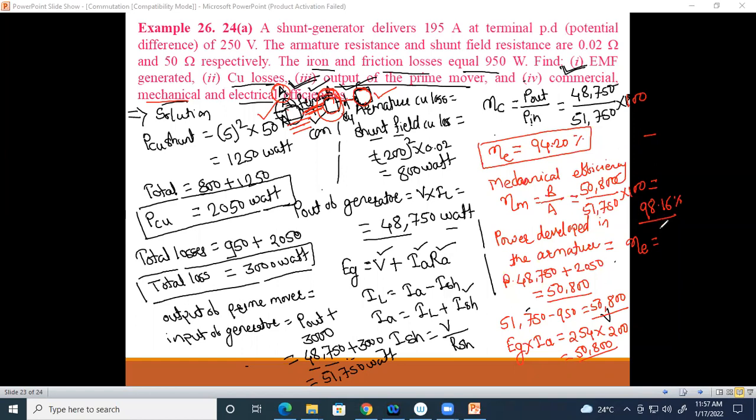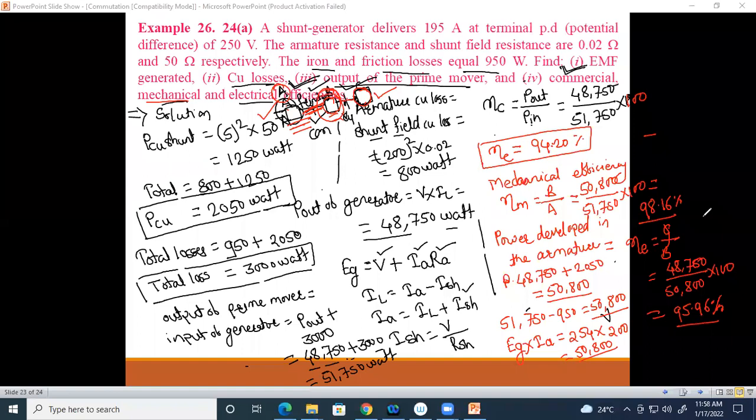C upon B. We have the value of C and the value of B. That means output power divided by power developed in the armature. What is the output power? 48,750 divided by 50,800 into 100. So this is the electrical efficiency. What is it? 95.96. 95.96% efficiency. Okay.